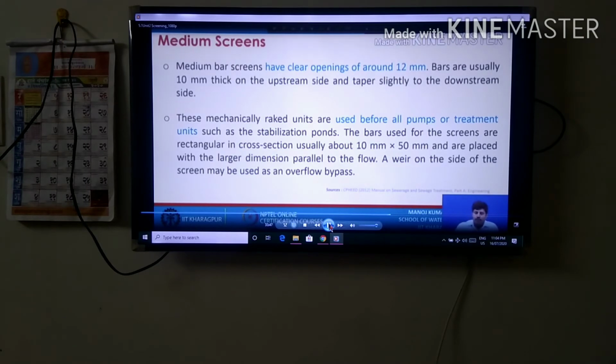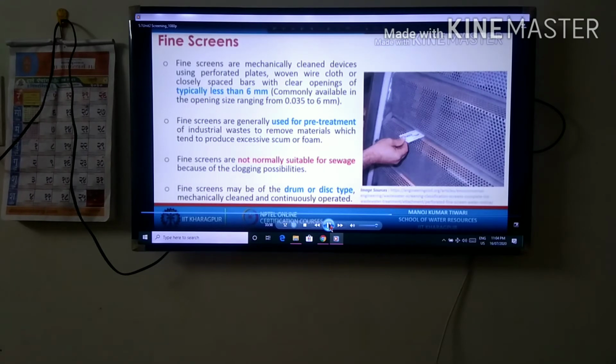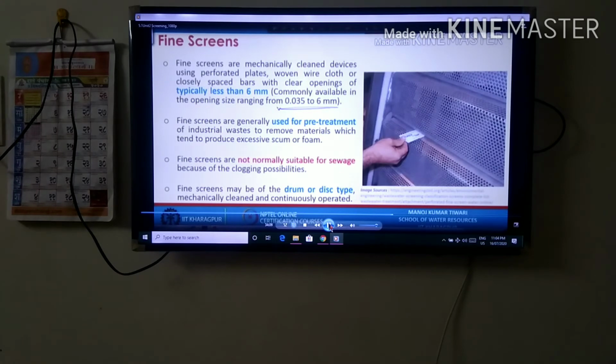Okay. And then the fine screens, which are again mechanically cleaned devices because it is not practically possible to clean such devices manually, depending on the size. They are typically less than 6 mm opening, but the commonly available opening range is from 0.35 to 6 mm. Okay. So 350 micrometers to 6,000 micrometers is the actual range of the opening. The fine screens are generally used for pre-treatment of industrial waste to remove the materials which can form scum or foam. So those kinds of things.